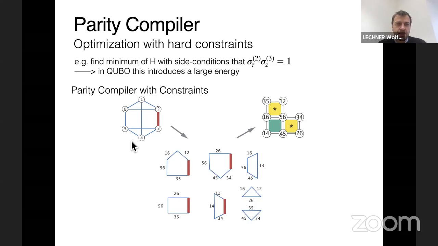Let's take again the example that we had before, and now we have, in addition, the constraint that sigma 2, sigma 3 is +1, which would basically mean that in the Kubo version, we would put a very strong interaction here. Now, in the parity model, we can actually completely circumvent this step and look at it in the following way. Imagine now, instead of taking closed loops of 4, you take closed loops of 5, which include this constraint.